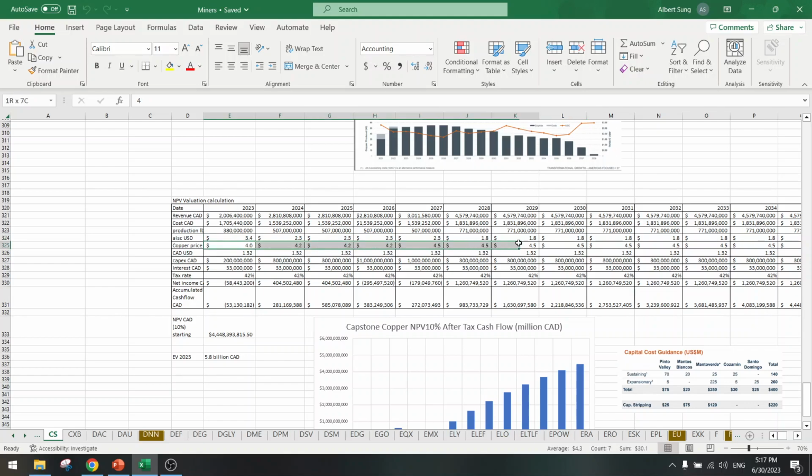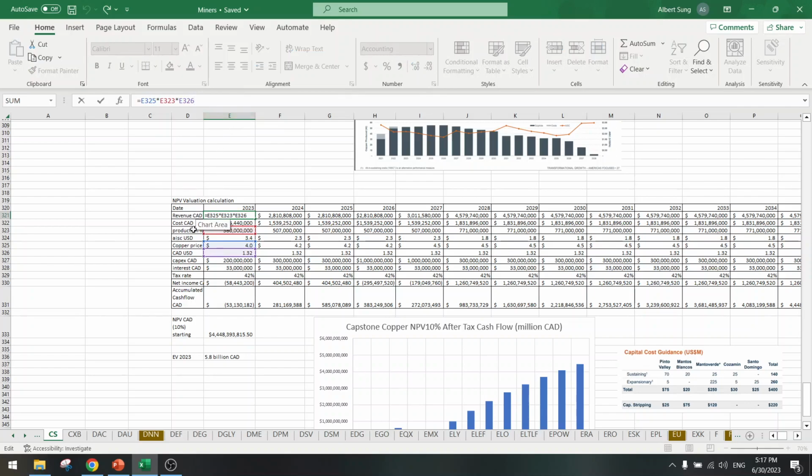Copper price, very easy. You just fill it in. I think copper will be around $4, going to 4.5, maybe even higher, but let's be conservative. That's the CAD exchange rate. And then we start calculating the revenue. Very easy. Revenue is just production times copper price times the exchange rate. And then we have the revenue in CAD.